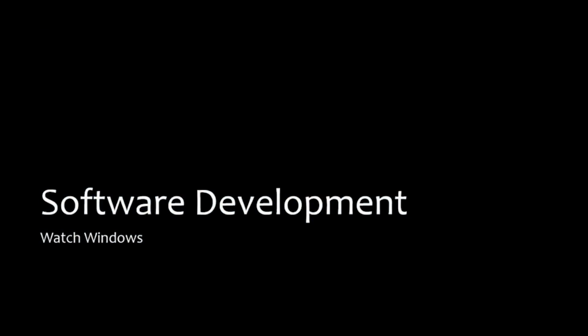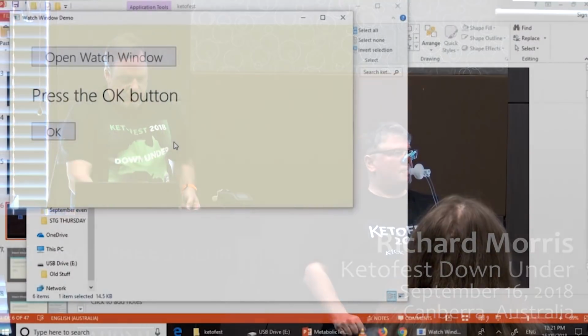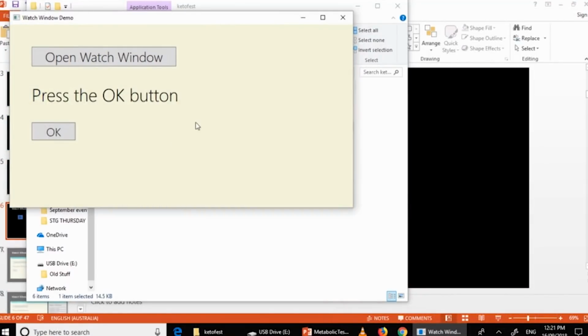So I'd like to talk about software development. This is something that Carl and I both do. And I want to talk about something called watch windows. So let's say you've got an application, and I've got an application here that Carl wrote for me. And you can see that it says press the OK button, and there's the OK button.